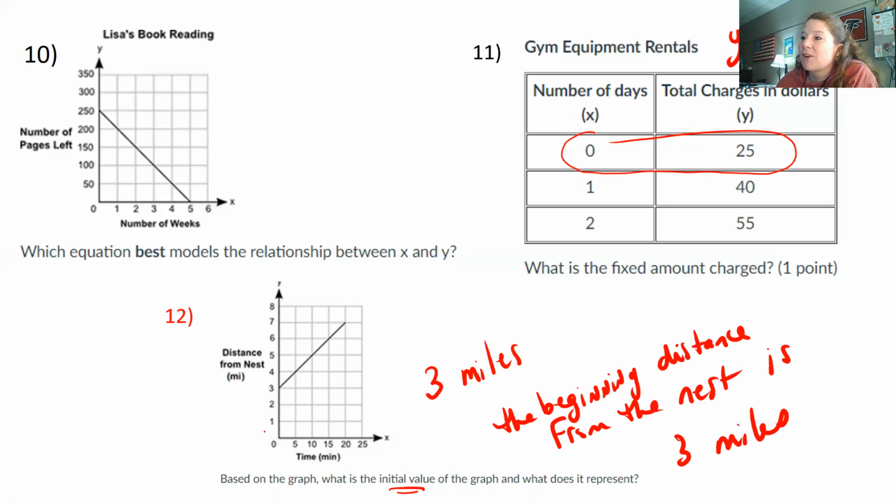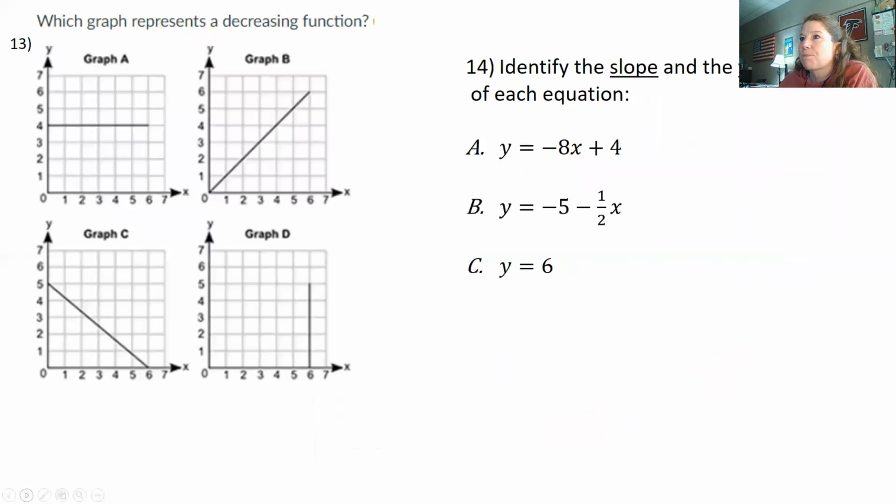And then it looks like for every 5 minutes that someone is timing this bird, it's going another mile farther from the nest. So maybe a baby bird was learning how to fly, I don't know. Whatever the situation is, okay? But the initial value is when x is 0.